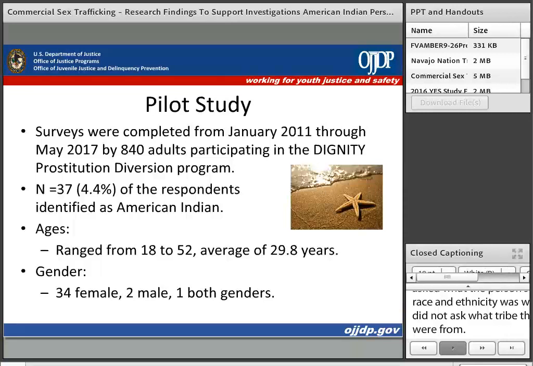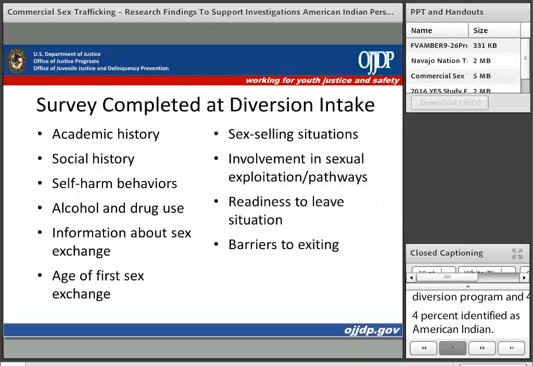So we had persons who completed the survey. We reset our pilot study starting in 2011. We had been collecting data for a couple of years before that, but we reset our data collection. This starts in January and goes through May of this year, with 840 persons participating in the diversion program, and 4.4% of them identified as American Indian. The age range of the participants was between 18 and 52 with an average of 29 years old, and 34 of the 37 respondents who identified as American Indian were female, 2 were male, and 1 identified as both genders.